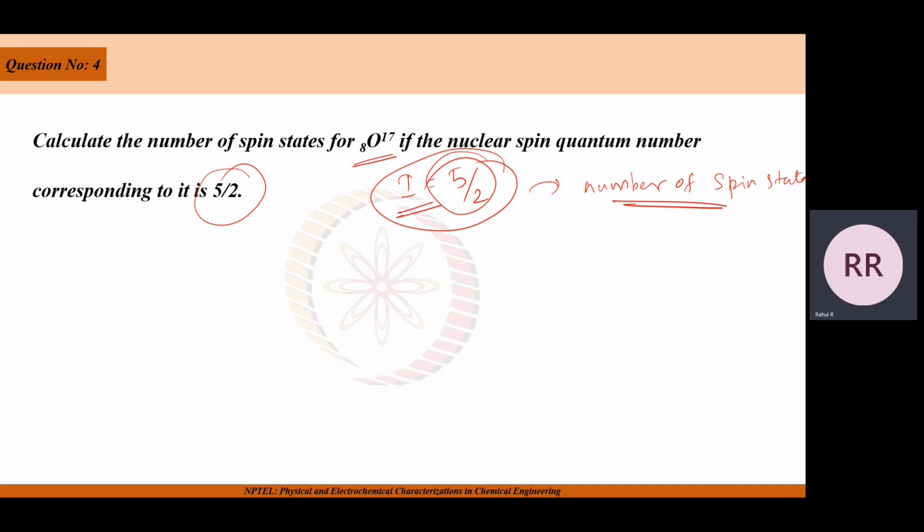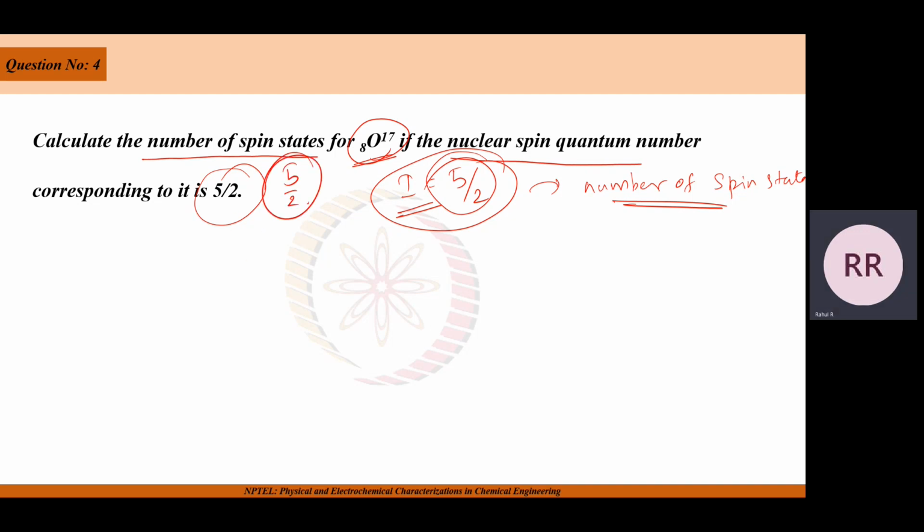Okay, I think you guys were able to think about the answer. So let me discuss the answer. The question was basically: you need to calculate the number of spin states for this particular atom if its corresponding nuclear spin number is 5 by 2.